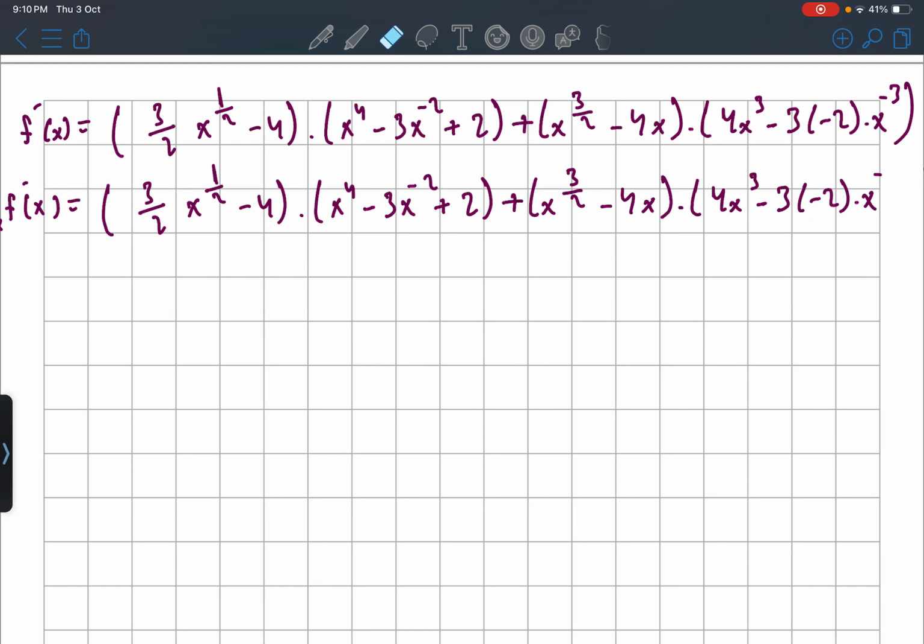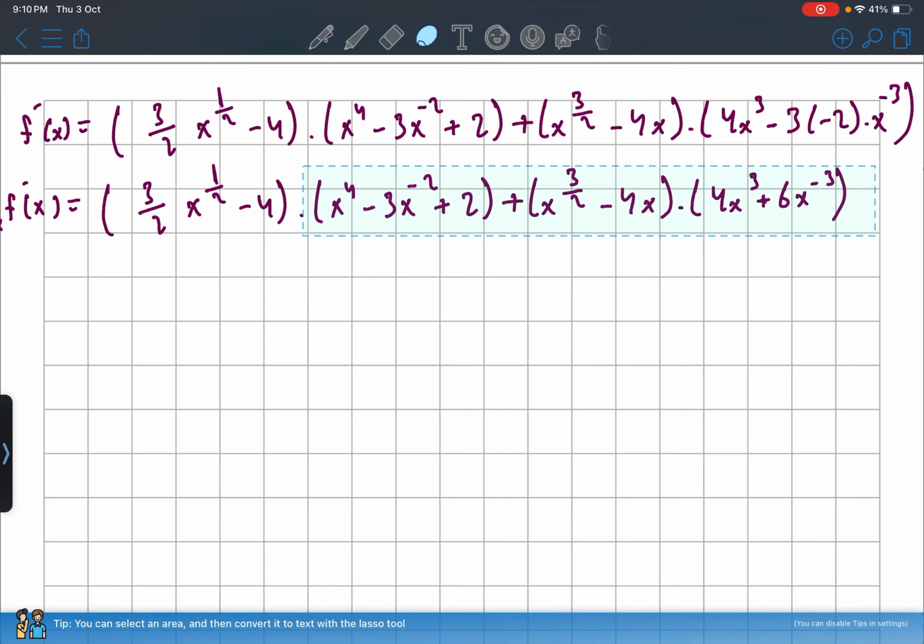So this term will be minus negative, it will be plus 6x power of negative 3, and this is the final.